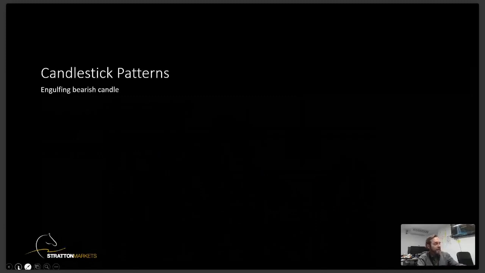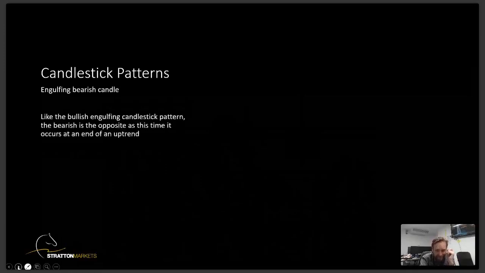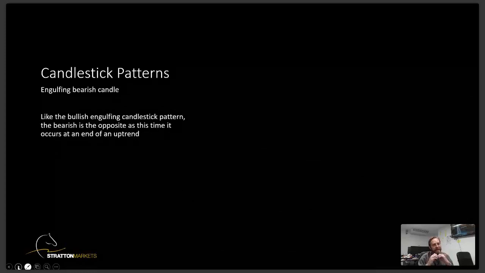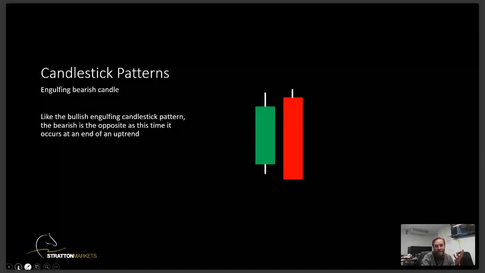One more to look at for a potential reversal of an uptrend, and it's the opposite of the engulfing bullish candle. This one's called the engulfing bearish candle. Like the bullish engulfing candlestick pattern, the bearish engulfing candlestick pattern is the opposite because it appears at the end of an uptrend. So it looks like this. Again, as you can see, it pretty much engulfs the body of the bullish candle beforehand.